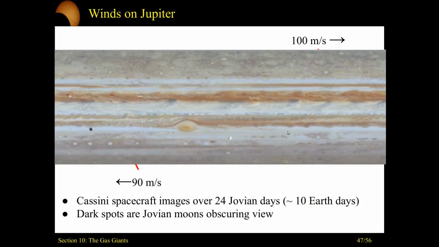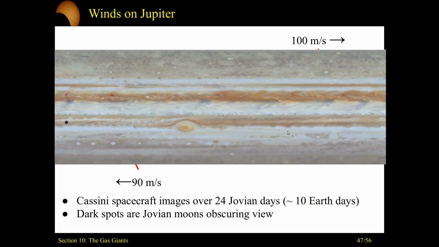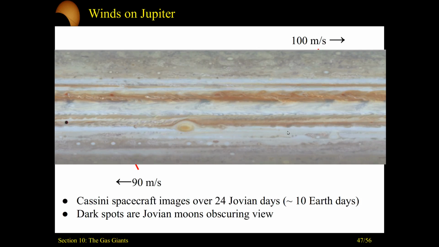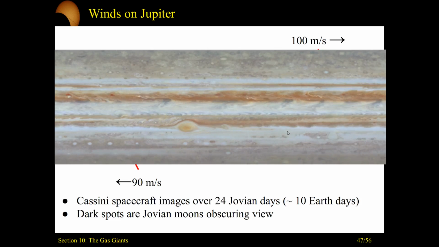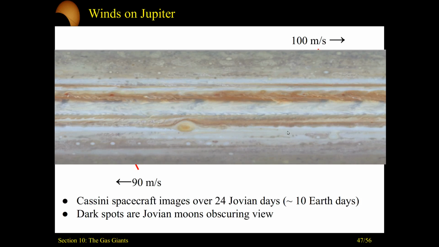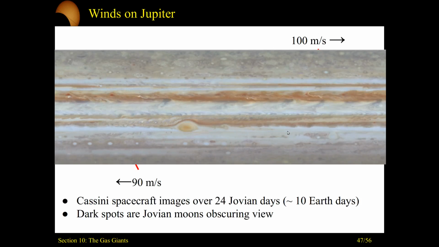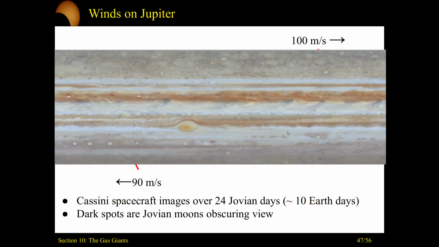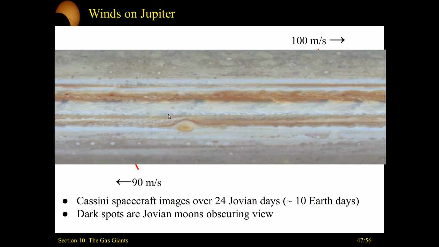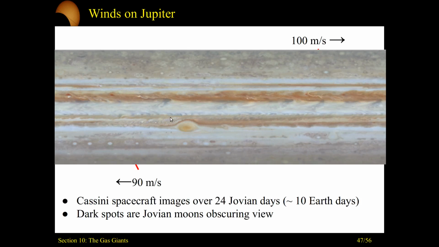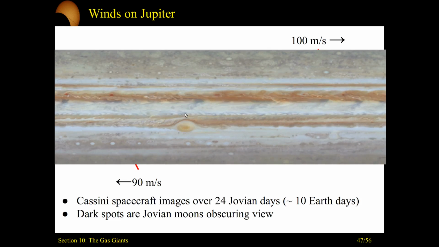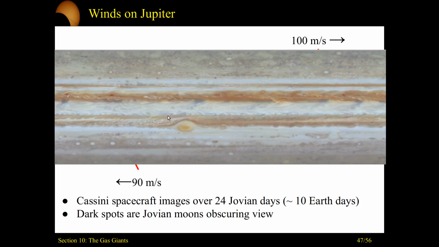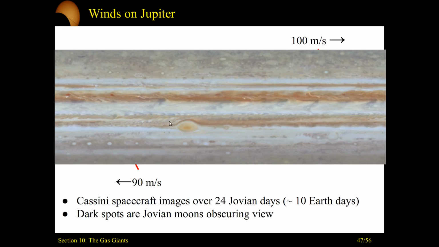Now these were all taken by the Cassini spacecraft, and they're images over about 24 Jovian days, or 10 Earth days. And you'll notice those dark spots that flicker on. Those are just moons getting in the line of sight, crossing our field of view. But look at the patterns as they flow by, especially around here. Notice you have some gases coming in and they'll start to swirl around, mixing with gases going the wrong direction.